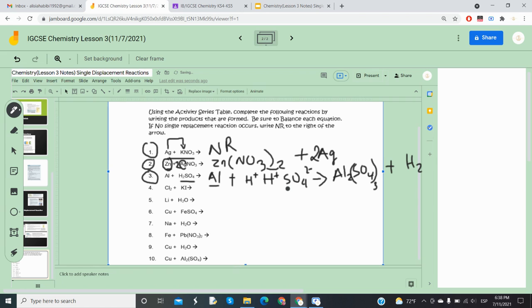So please take note of balancing your chemical equations. And then for aluminum reacting with sulfuric acid, like I said, aluminum displaces the hydrogen since it's above it in the activity series, and it forms aluminum sulfate, which is Al2(SO4)3. Remember, we get these formulas because of their ionic charges.